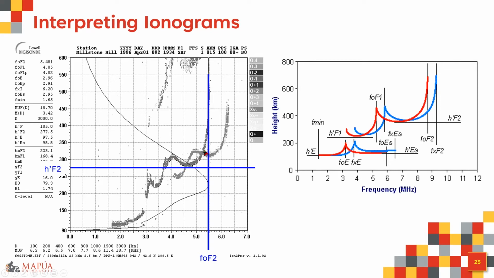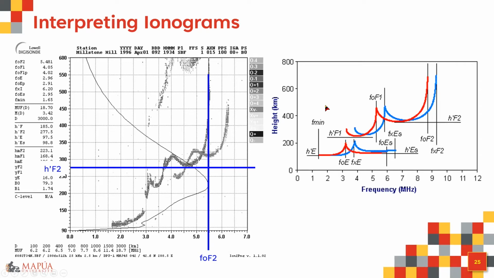Then this curve has a dip here, like this one. We call this your h'F2, the virtual height of the F2 layer. As I mentioned earlier, the virtual height is generally higher than the real height. This ionosonde automatically calculated the real height, so the real height is somewhere here. This is what we call the hmF2, and that is lower than the virtual height.